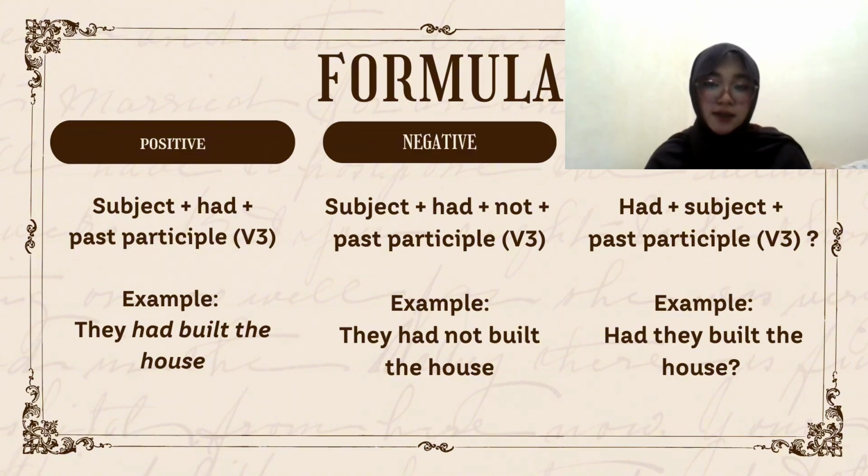Next, for questions, it is had, subject, and past participle and question mark. Don't forget the question mark, okay? For example, had they built the house? Okay. And you have to remember the had never changes, and the verb after had must be in verb 3, like finished, gone, eaten, left, and etc.